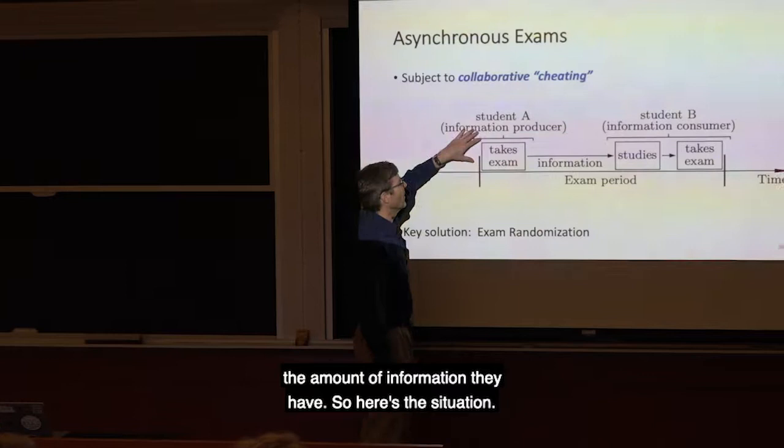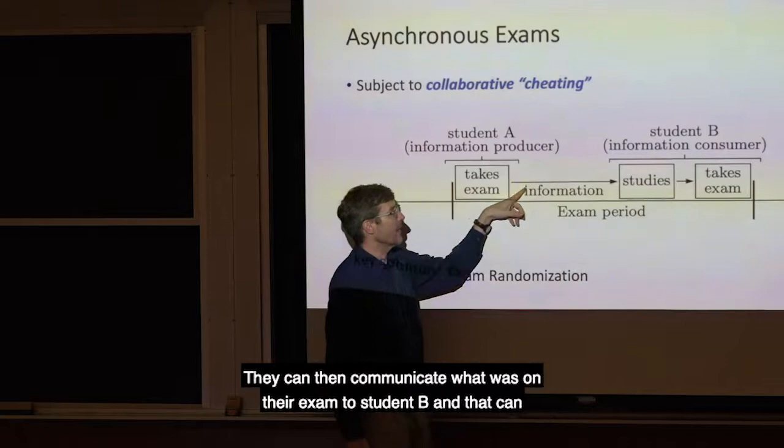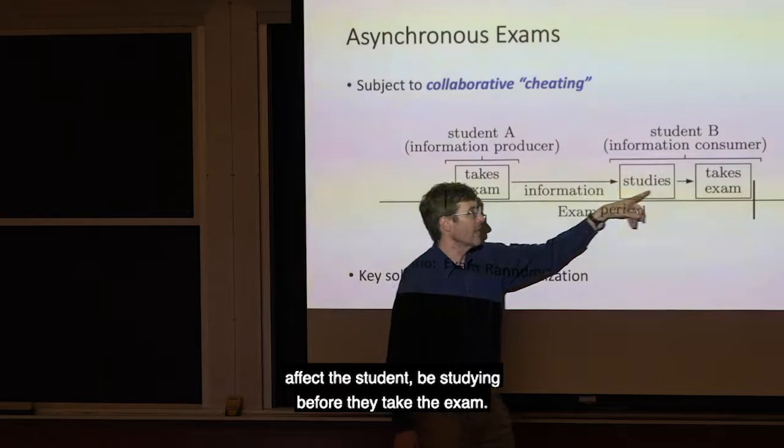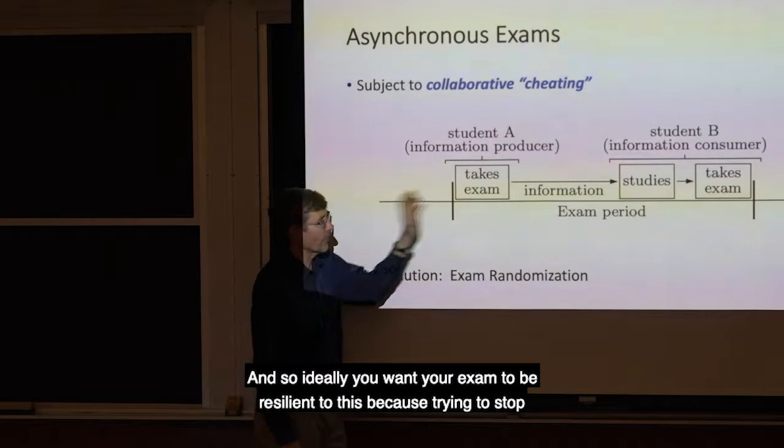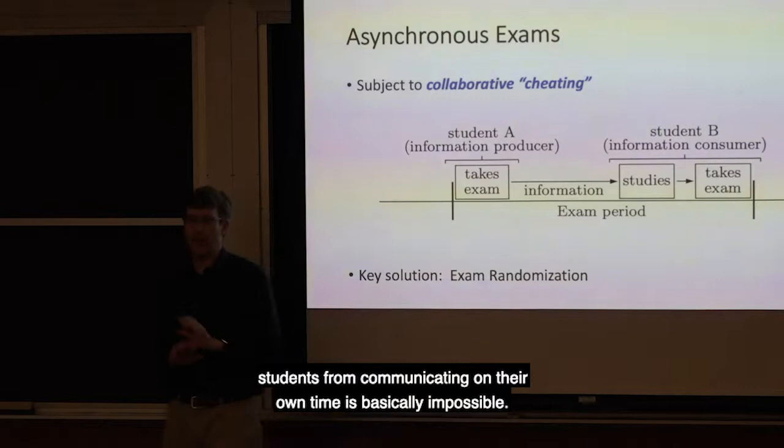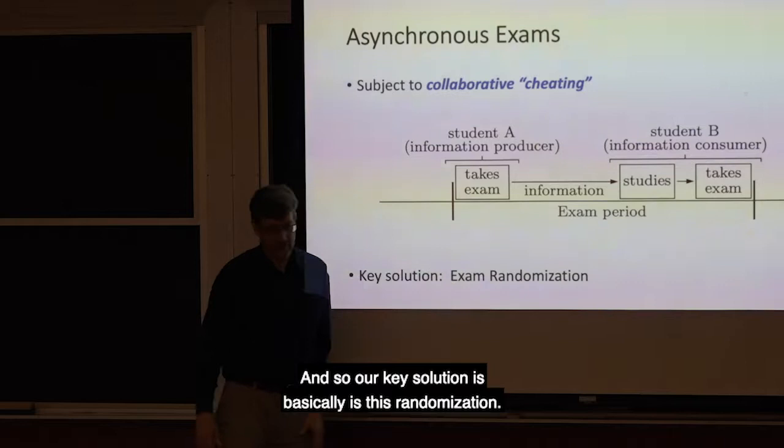So here's the situation. Student A takes the exam. They become the information producer. They can then communicate what was on their exam to student B, and that can affect student B's studying before they take the exam. Ideally, you want your exam to be resilient to this, because trying to stop students from communicating on their own time is basically impossible. I think it's not even worth trying. And so our key solution is this randomization.